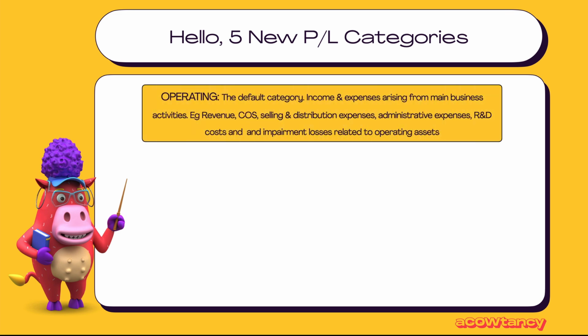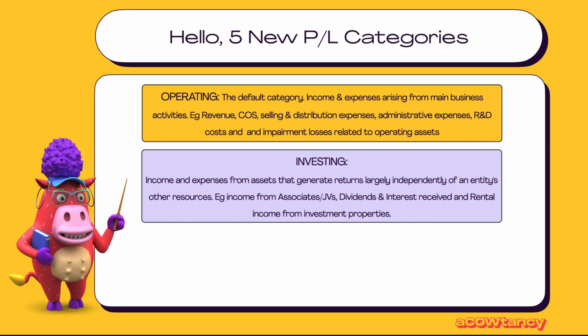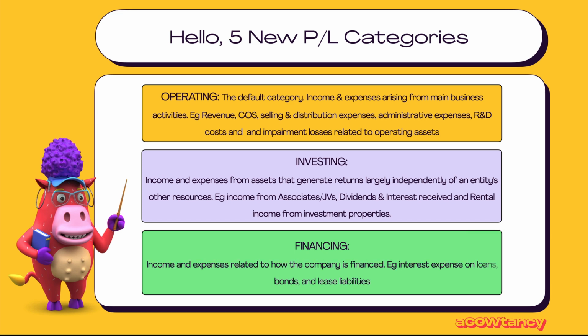Just like the cash flow statement, you have operating, investing and financing. Let's start with operating. Basically what the business does, so revenue, cost of sales, selling and distribution expenses, any impairment losses as well, as long as they're on operating assets. Then investing, well, the money you get from things outside of your normal resources, so income from associates, dividends and interest received, rental income from investment properties. And finally, financing, interest paid on loans, on bonds, lease liabilities, that sort of thing.